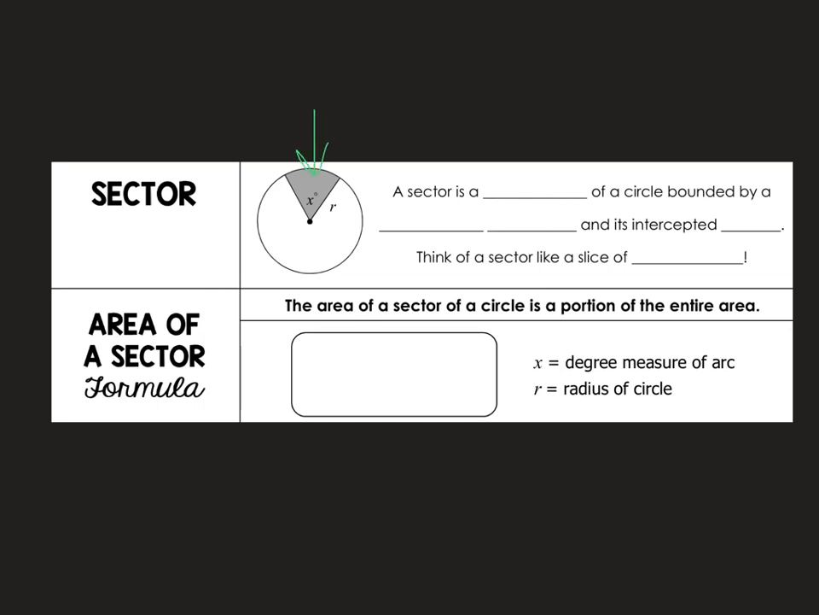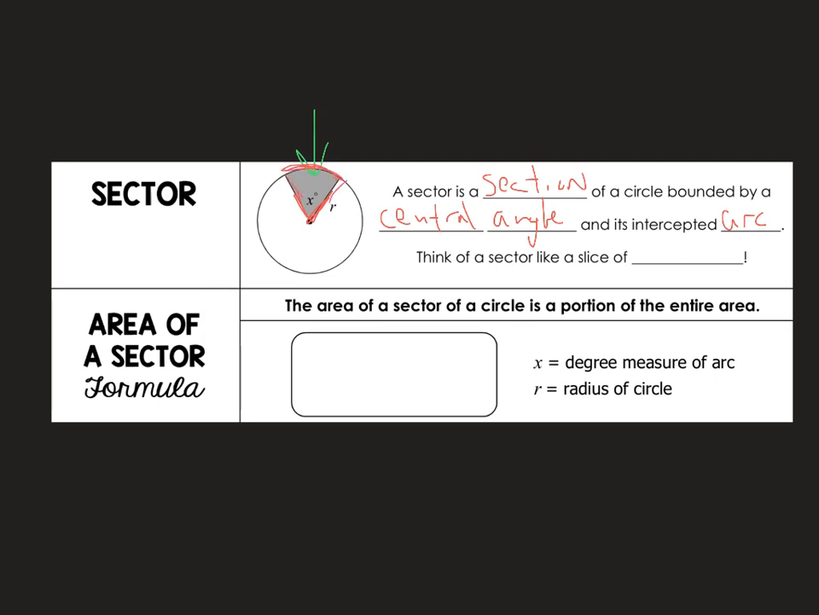This piece right here. The sector of a circle is really just the section, or a portion of a circle that's bounded by the central angle. Now, this is new business, and its intercepted arc. So what are we talking about? We're talking about the central angle and the intercepted arc.